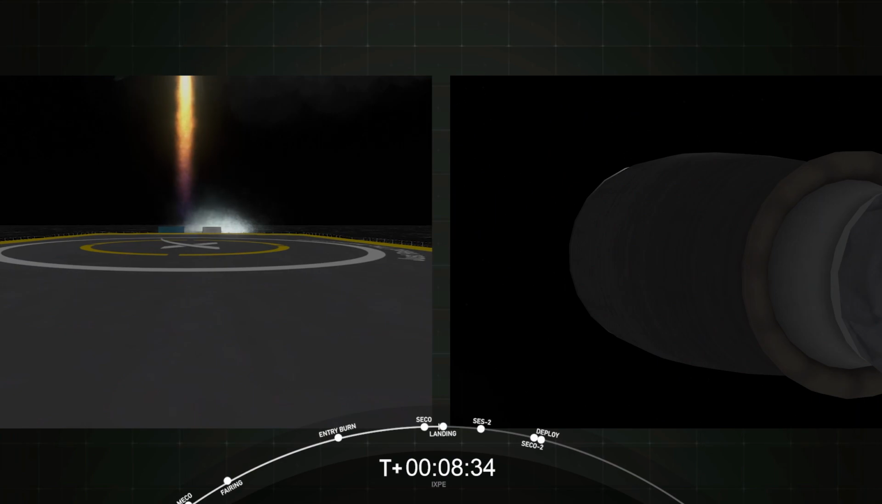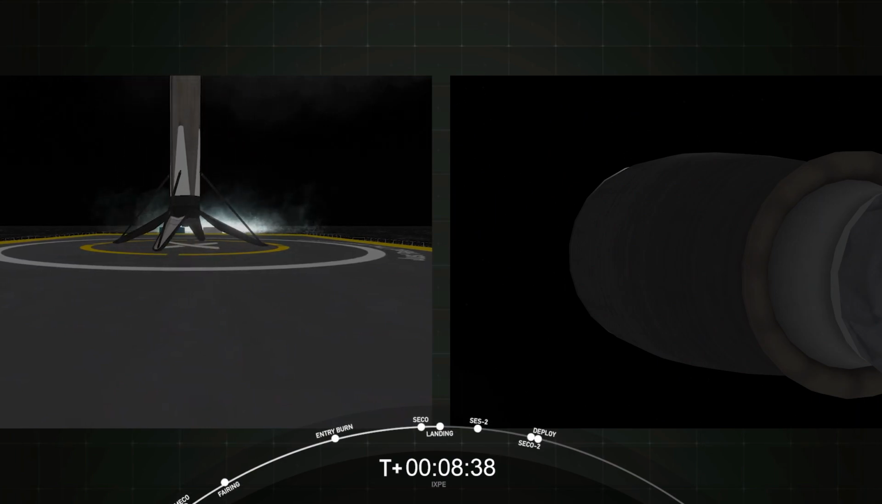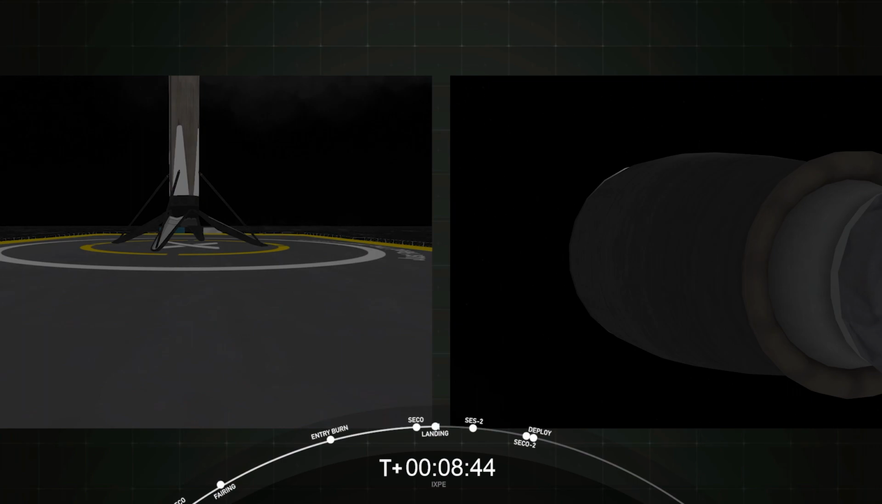We've deployed the landing legs, hopefully for a soft touchdown on Just Read the Instructions. Stage one, landing confirmed. And that is the 97th successful recovery of a first stage on our drone ship named Just Read the Instructions. This particular first stage having five flights under its belt.